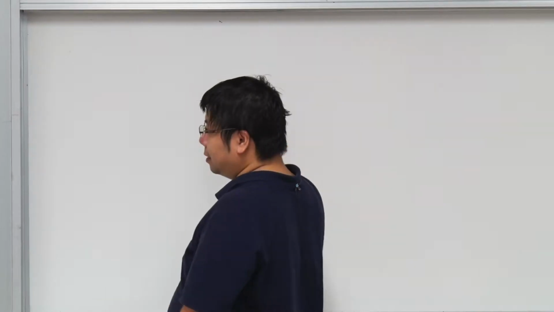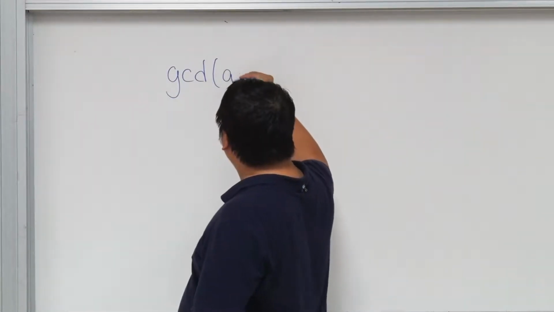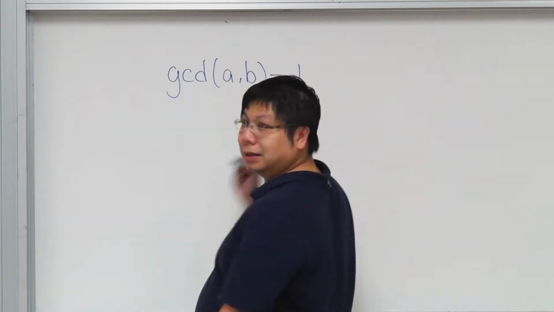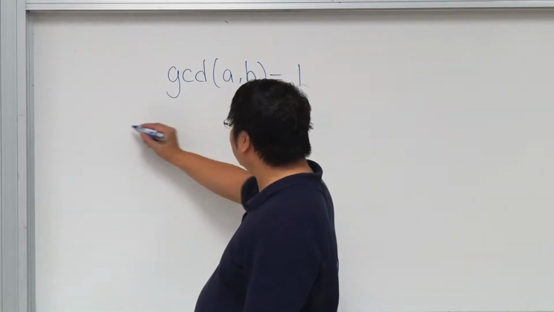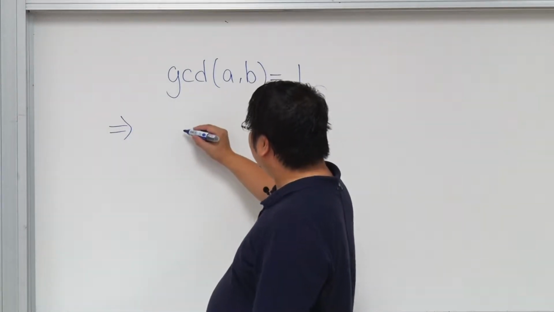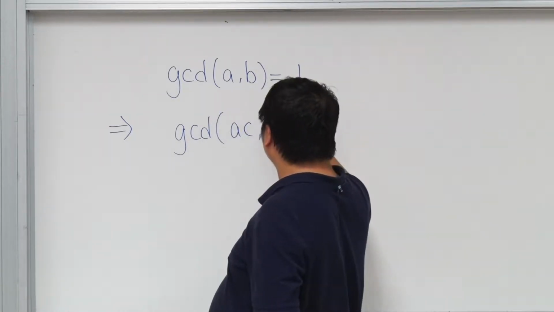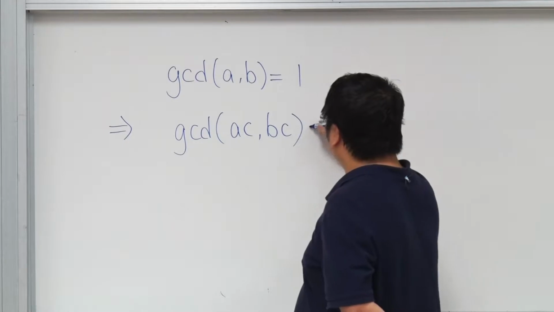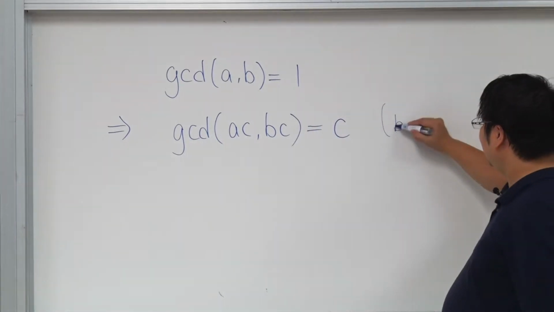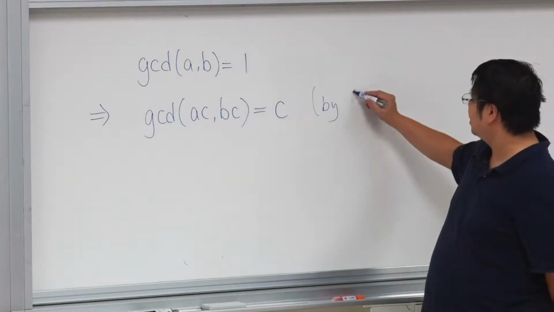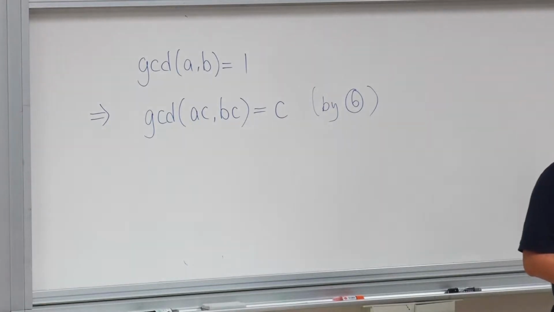Okay. So first of all, we have GCD of A and B is equal to 1, right? From 6, this implies GCD of AC and BC is equal to C. Does that make sense? This is by 6. Is that okay?